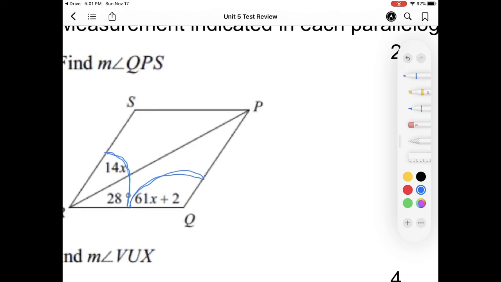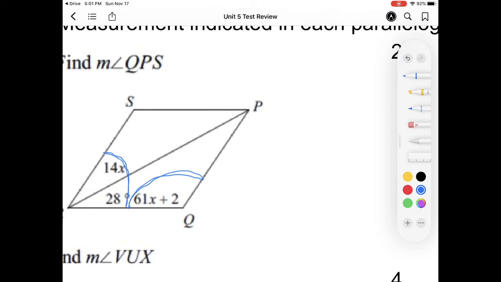So we're going to take both of them, add them together, and set it equal to 180. So 14x plus 28 degrees, which was our first angle, plus our second angle, which was 61x plus 2, we're going to set it equal to 180.